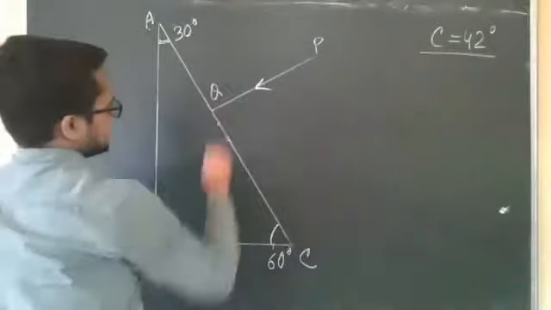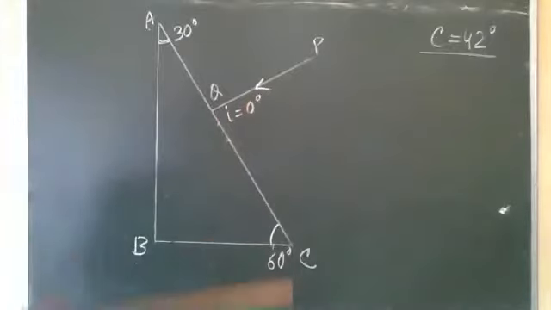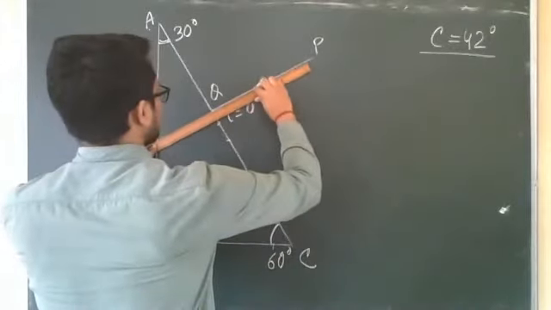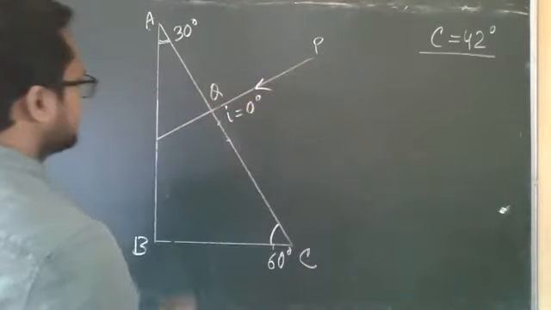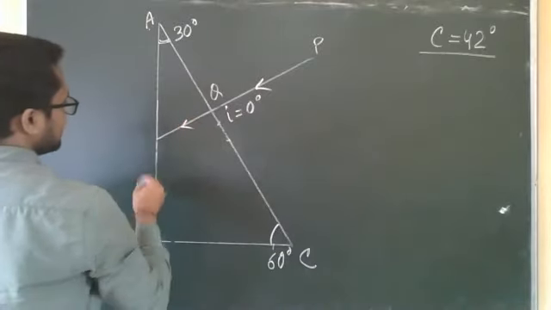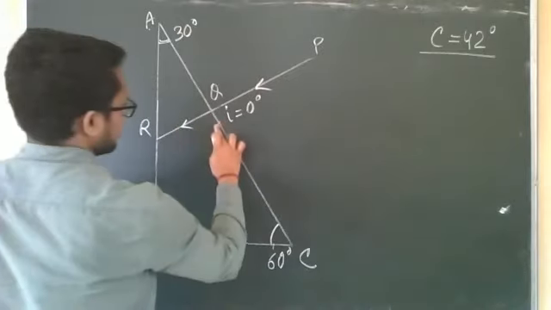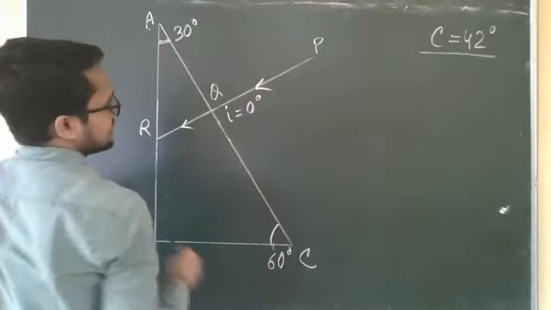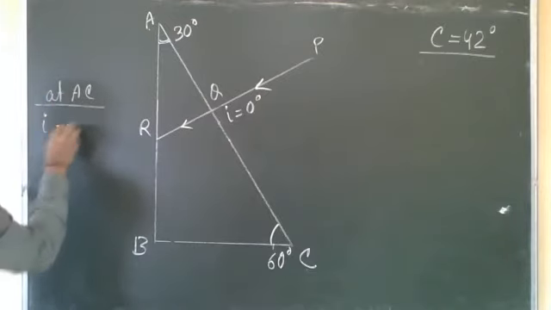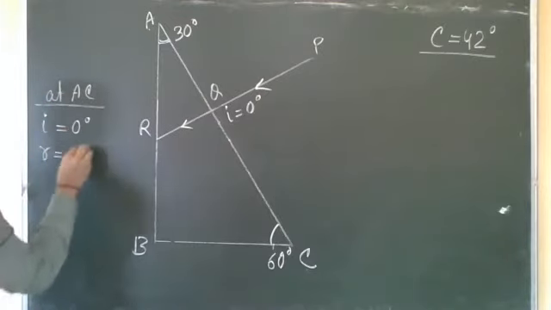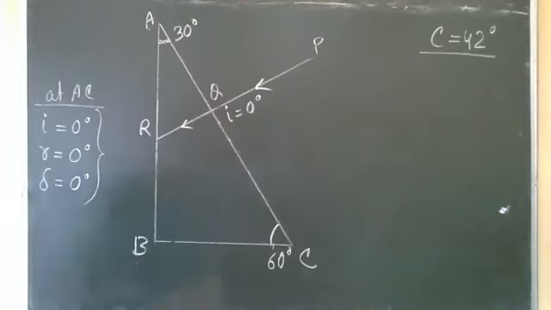So at surface AC, what is the angle of incidence? Along the normal, that means 0. So it is along the normal, meaning no deviation. It will enter into the glass medium, the prism, without any deviation. So PQ, this is R. What is the angle of refraction at AC? At AC, angle of incidence 0, angle of refraction 0, deviation 0. All 0.